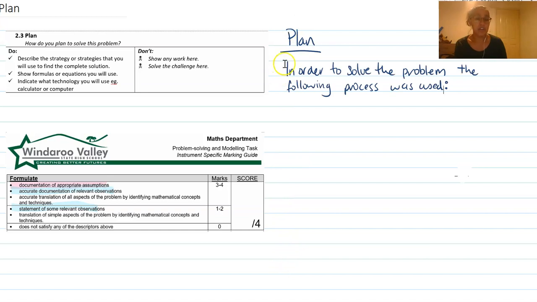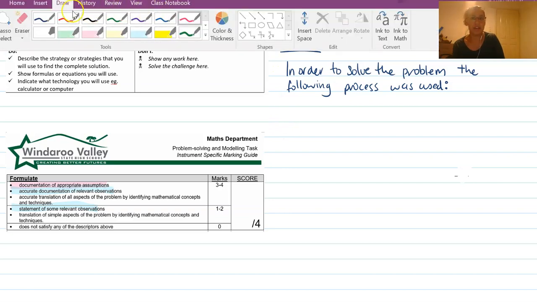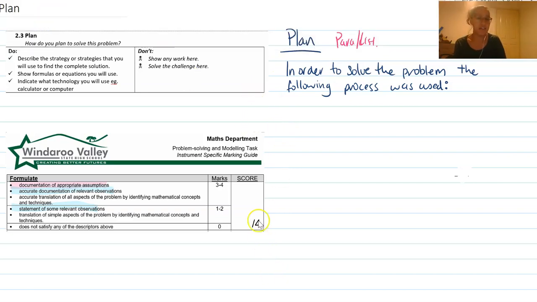So you can start off with, in order to solve the problem, and again it's up to you whether you want to write it as a paragraph or a list. It's very easy to keep it as a list. You may find it easier just to say, I did these steps 1, 2, 3, 4, 5, and that way you can see that you've got a process to it.